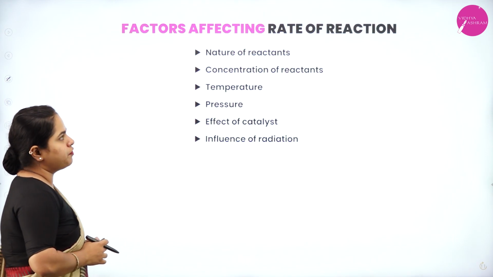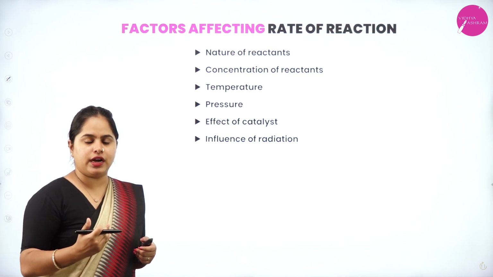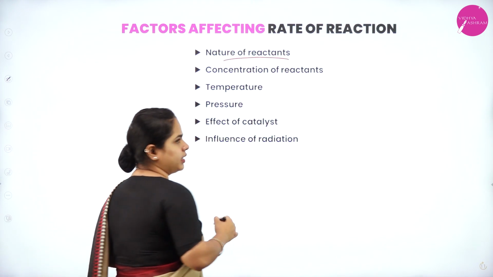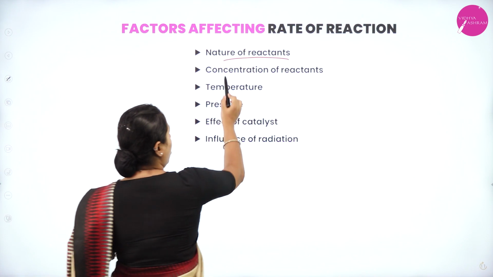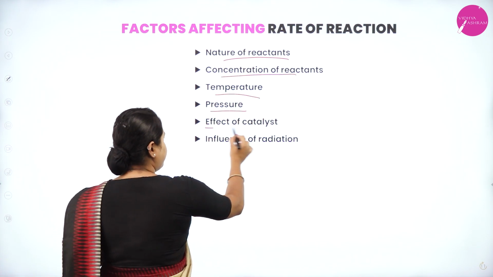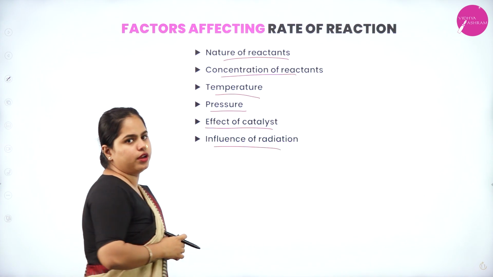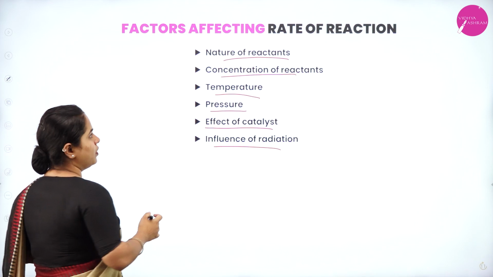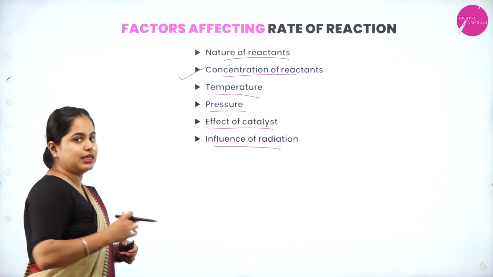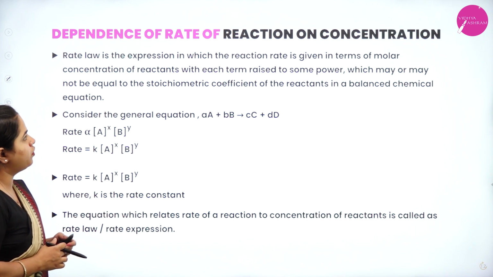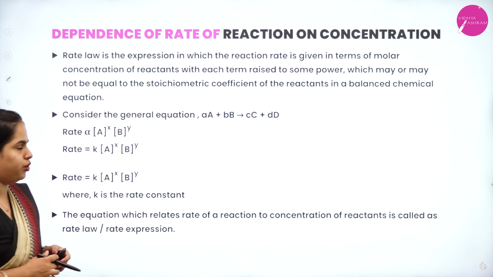Now the factors affecting the rate of reaction. There are various factors which affect the rate of the reaction. First one is the nature of the reactants. The second one is concentration of reactants. Third one is temperature, pressure, effect of catalyst and influence of radiation. So all these factors affect the rate of the reaction. We'll be studying concentration of the reactants in detail in this chapter. So the dependence of rate of reaction on concentration we are going to discuss now.